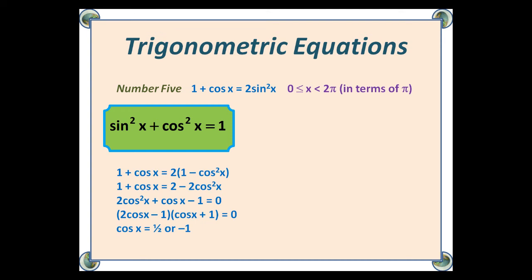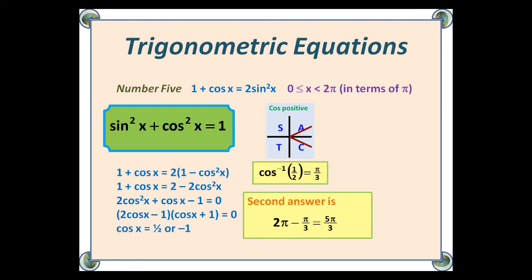So we substitute in, we multiply it out, we rearrange it to make it a quadratic equation. 2 cos squared x plus cos x minus 1 is 0. And then we factorise that, and the answers are cos x equals a half, or minus 1. Considering the half first, cos is positive, so we have our A and C regions. The inverse cos of a half is pi over 3, in terms of pi. And the second answer will be going all the way around. 2 pi minus pi over 3 will be 5 pi over 3.